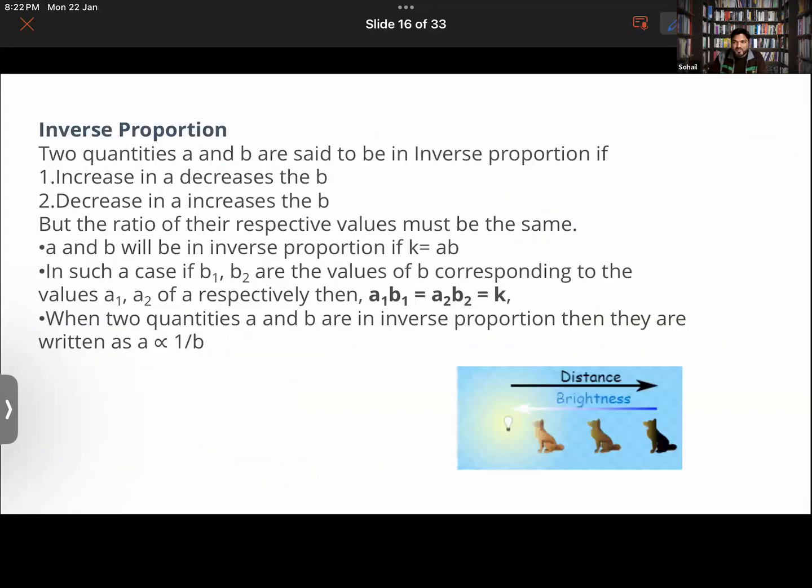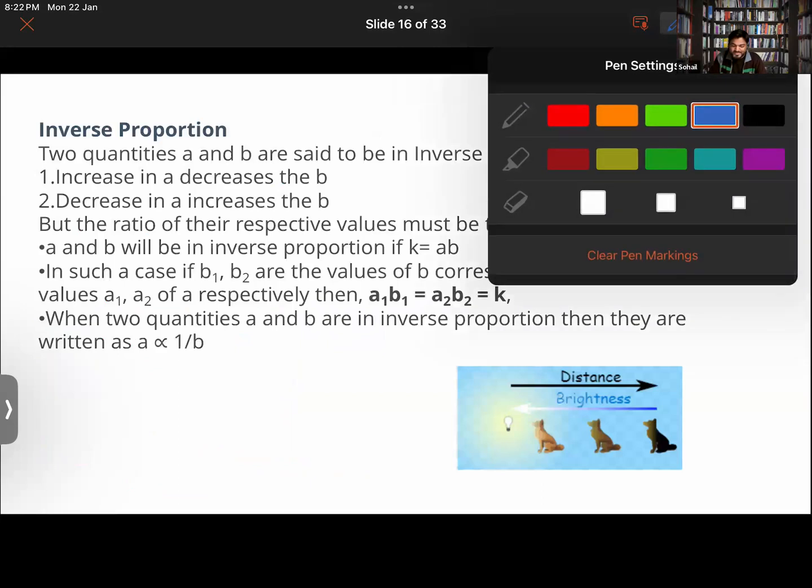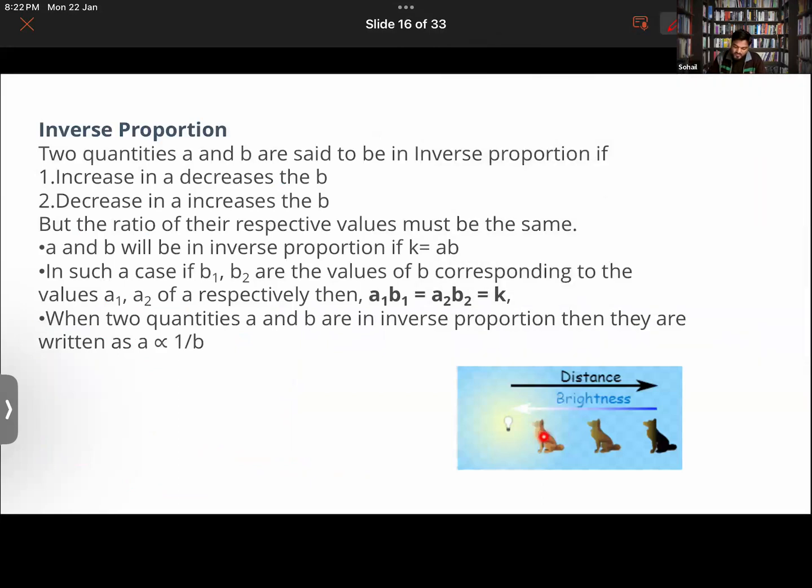Now talking about inverse proportion. We have so many situations in our life where one quantity is increasing and thereby another quantity is decreasing. For example, when this dog is moving away from this lamp, not this bulb, the brightness is decreasing. As the distance from the bulb is increasing, the brightness is decreasing. So when one quantity is increasing and another quantity is decreasing, or vice versa, that is called an inverse proportion, right?